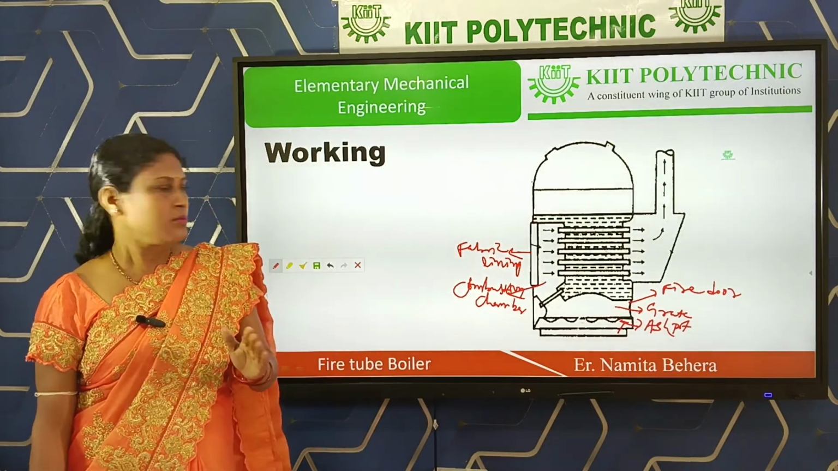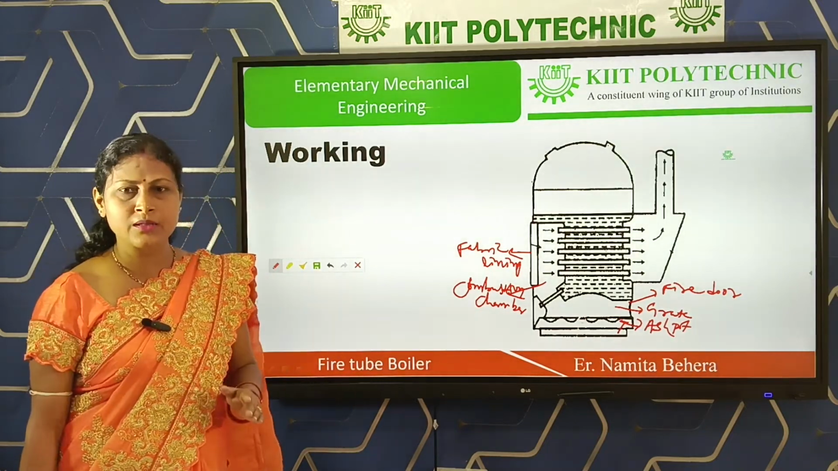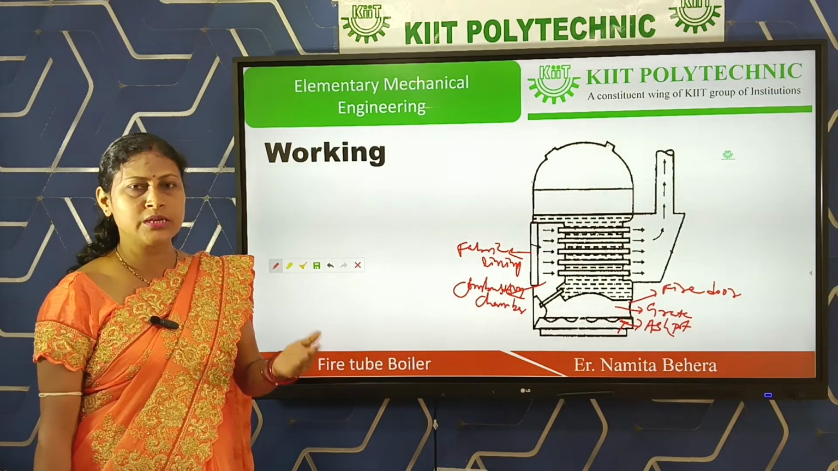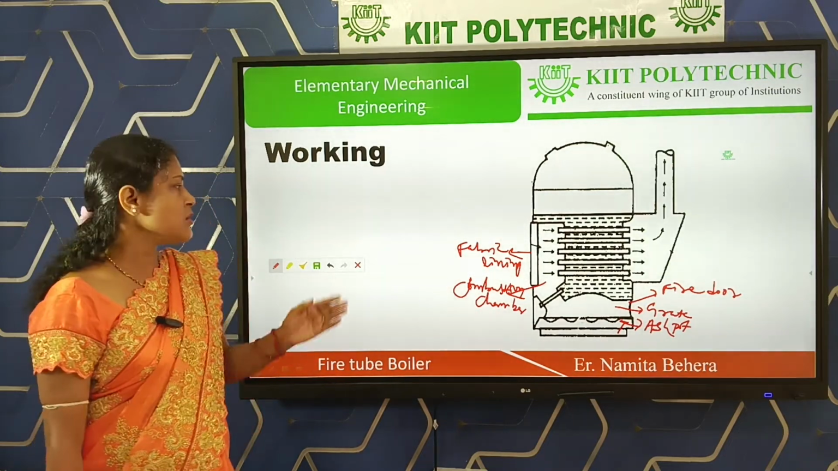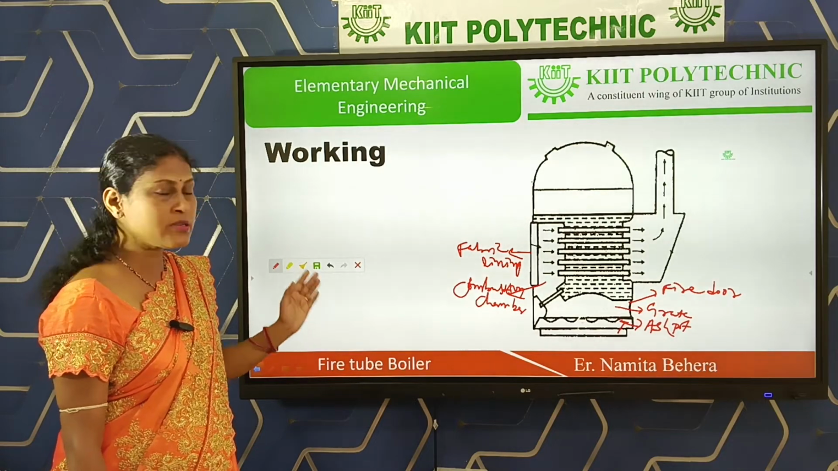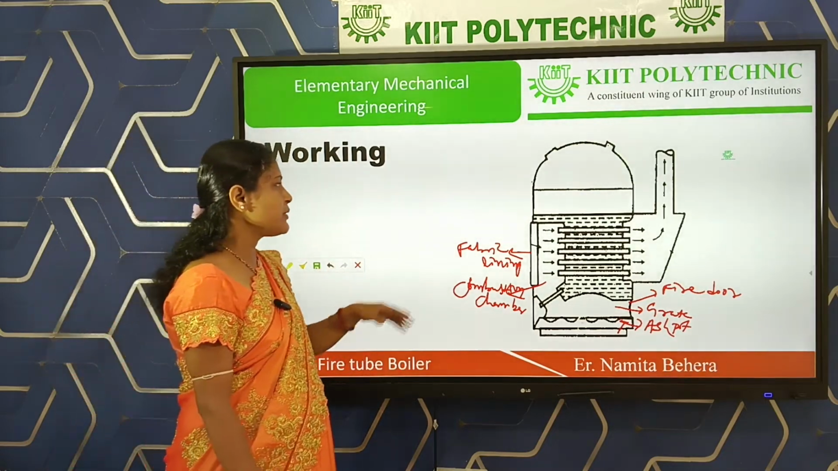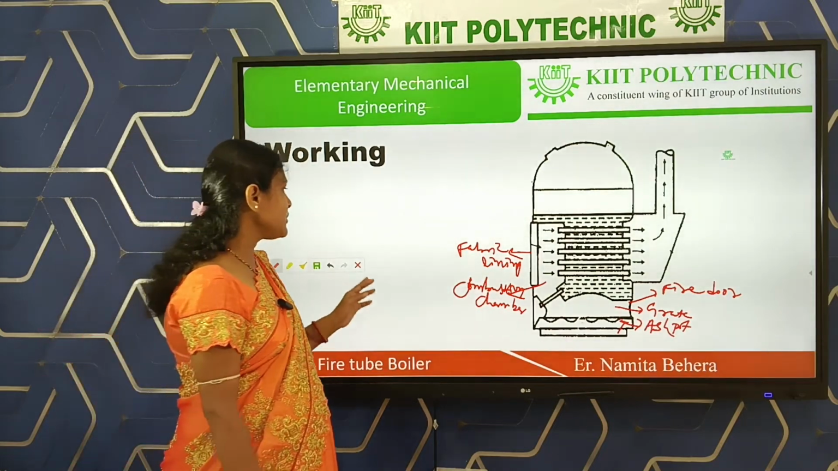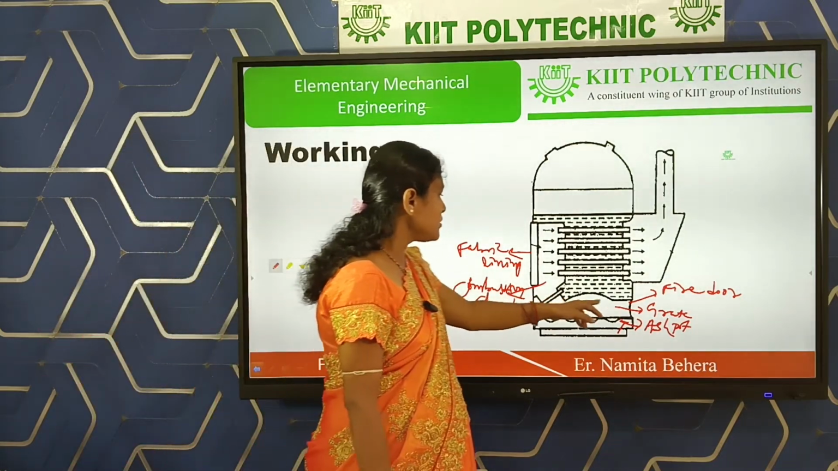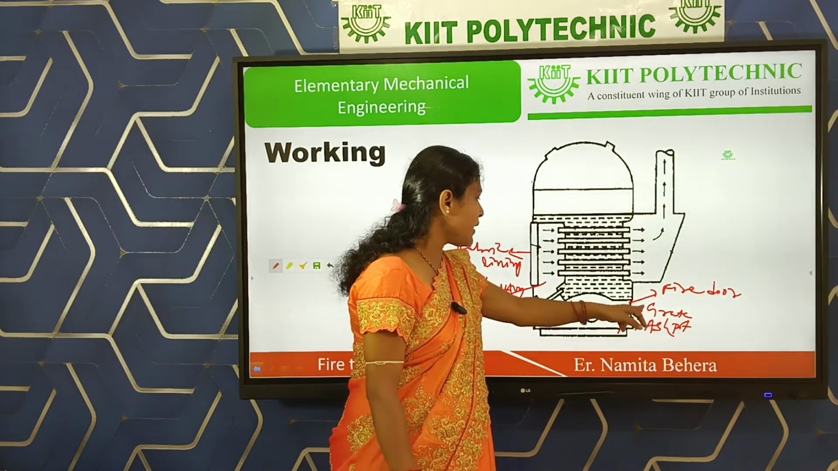Water is supplied through the feed check valve. Some mountings are required for the construction and working principle of the Cochran boiler. First, we know that water is supplied through the feed check valve. The feed check valve is one type of mounting. Then the coal is entered to the grate through the fire door.